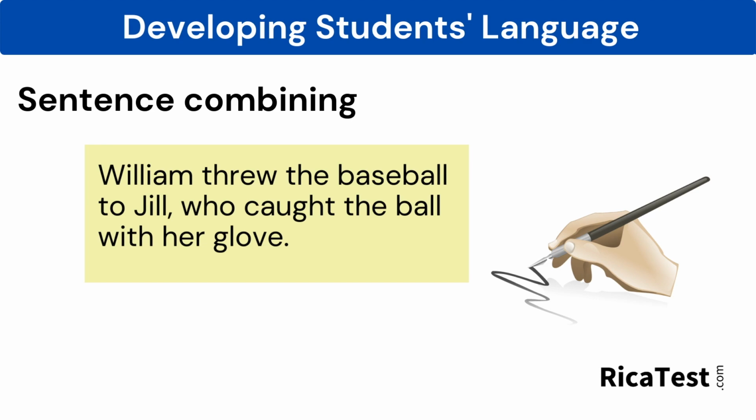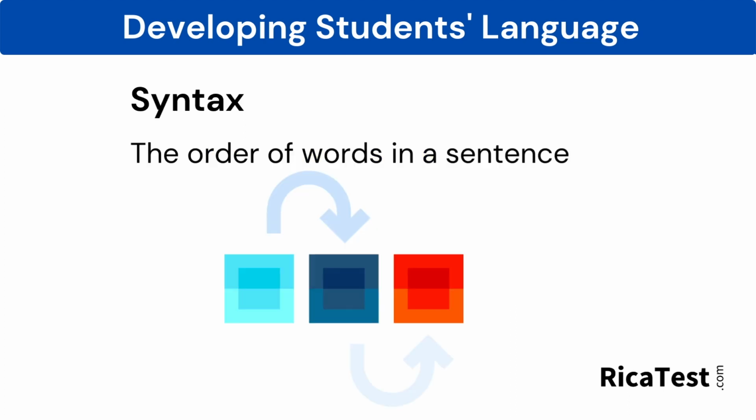The teacher tasks the student with finding a way to combine the sentences. The target lesson is connecting sentences using a comma plus a connector word. The students complete the task by writing William threw the ball to Jill, comma, who caught the ball with her glove. The teacher can also teach language structure through syntax, which is the order of words in a sentence.